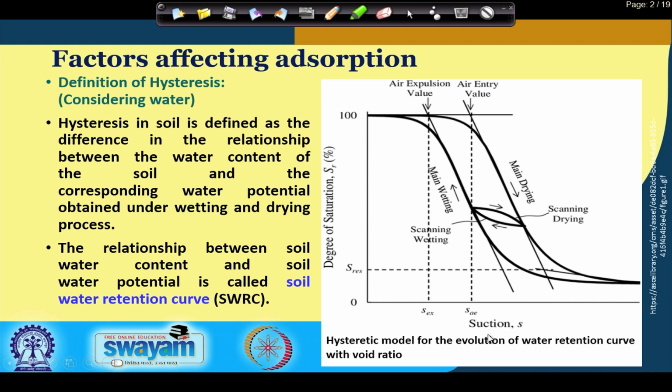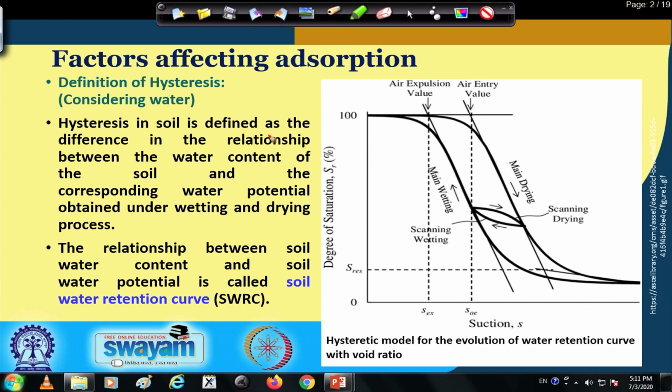So, what is hysteresis? Hysteresis in soil is basically defined as the difference in the relationship between the water content of the soil and the corresponding water potential obtained under wetting and drying processes. If we put the suction on the x axis and degree of saturation on the y axis, we can see two curves: one for wetting and another for drying.